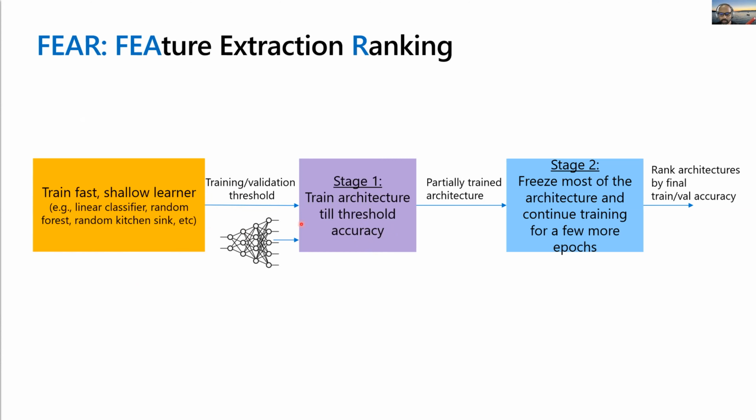So let's say you get 60% as the training error threshold that you were able to get. Now in stage 1, you take an architecture from your search space and you train this architecture until you hit this threshold accuracy. The output of stage 1 is this partially trained architecture, which you have cut off training at 60%, right? It hit 60% training or validation accuracy, and you just shut it off.